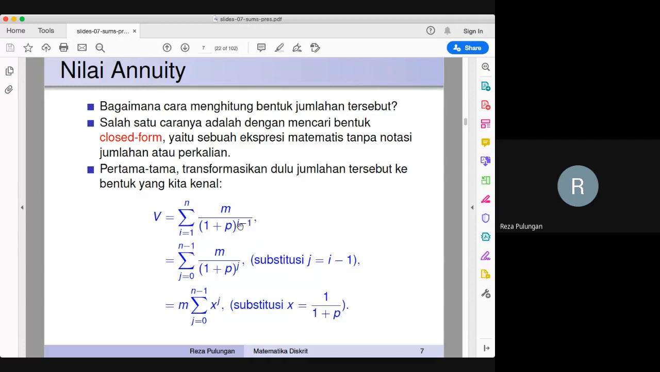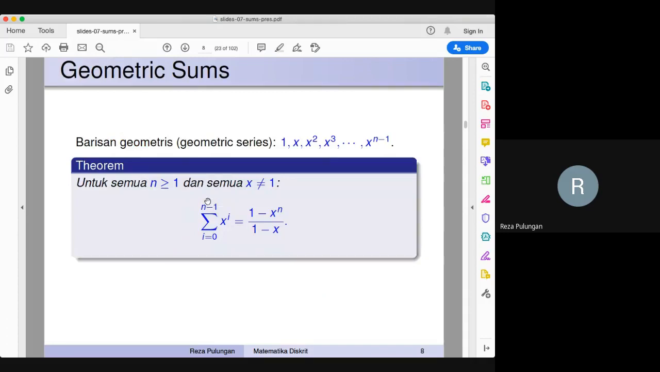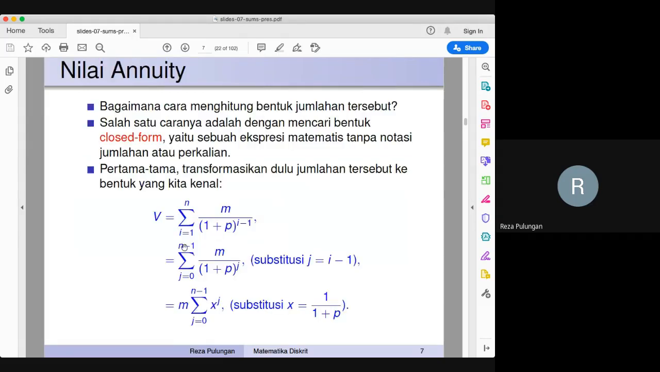First we will try to transform it to match the boundary. The boundary here is from i equal to 1 until n, while the boundary here is from i equal to 0 until n minus 1. How do we do that? This is easy, because if this is n and this is i plus 1, we can just substitute.